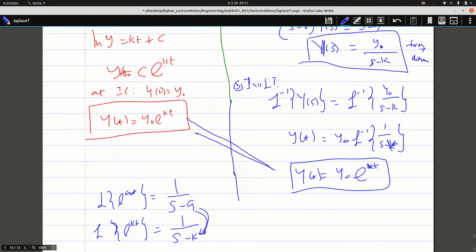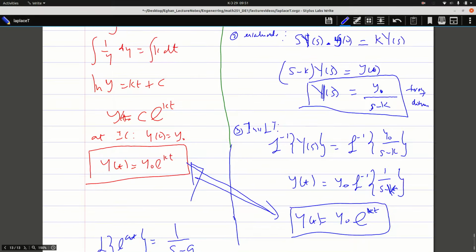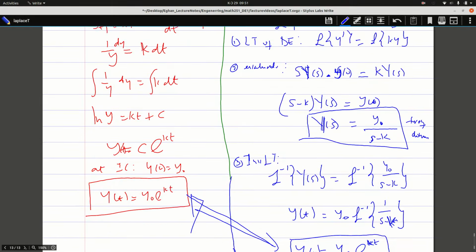Are they the same? Yes. So whichever technique you are using, you're going to get the same answer. So which one is easier for you, the Laplace approach or all the techniques you've learned?